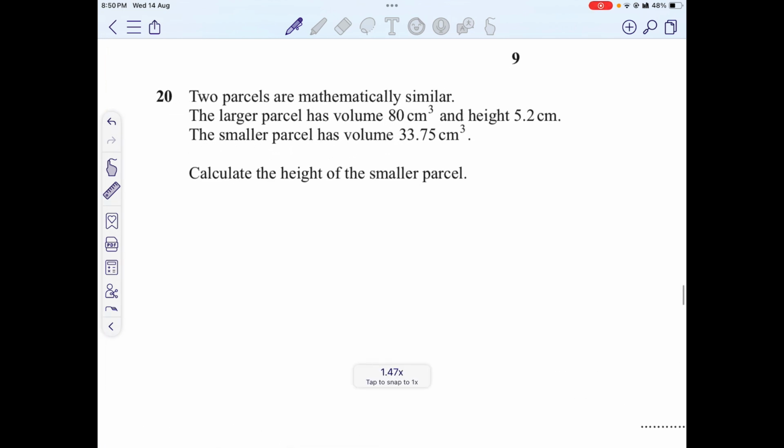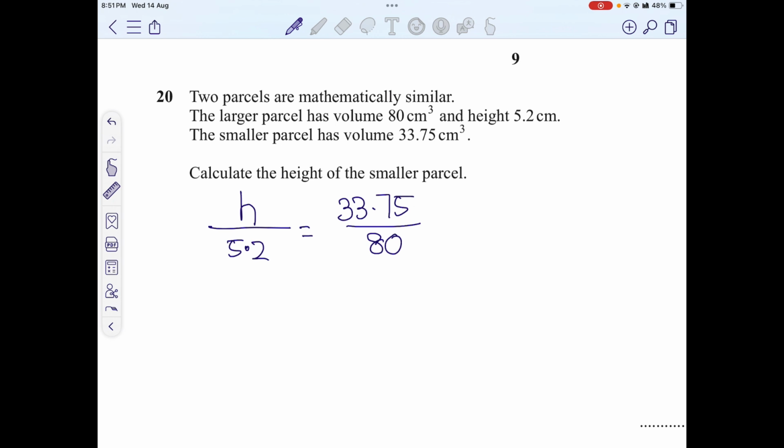Then it's, I think, a similarity question. It says two parcels are mathematically similar. The larger parcel has a volume of 80 cm cubed and height 5.2 cm. The smaller parcel has volume 33.75. We are asked for the height of the smaller parcel. So what you do is the height of the smaller parcel that you don't know over the height of the larger parcel that is given is equal to the volume of the smaller parcel over the volume of the larger parcel.